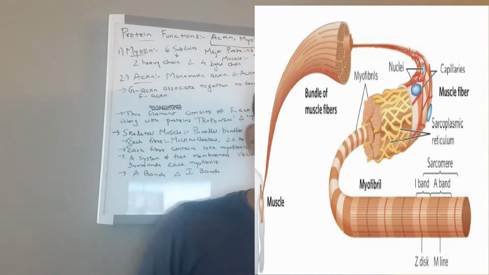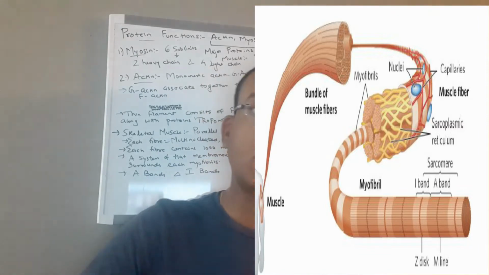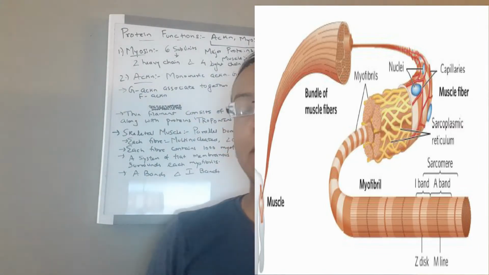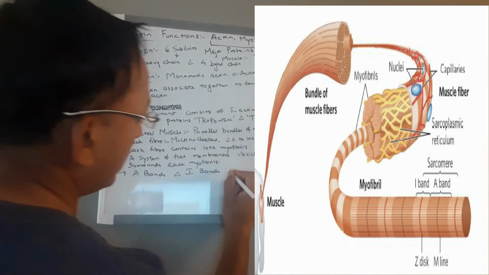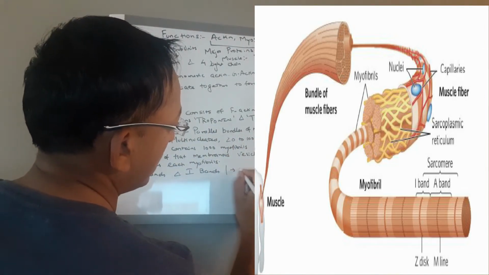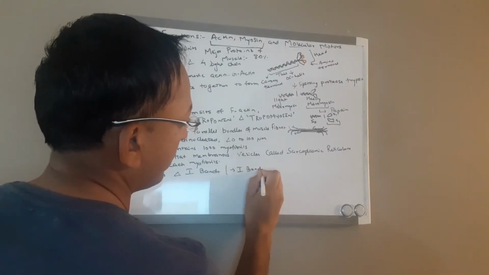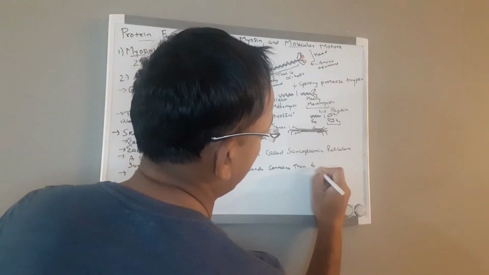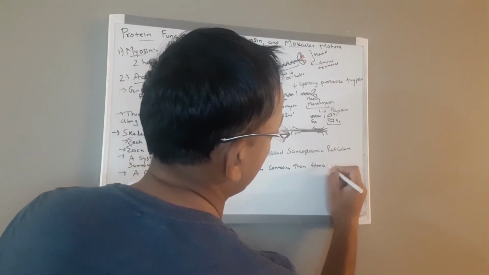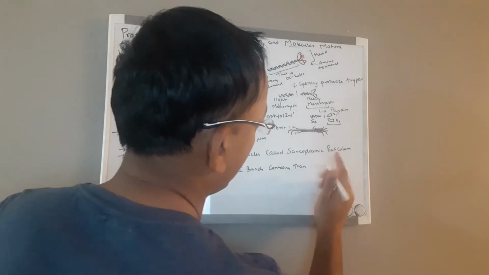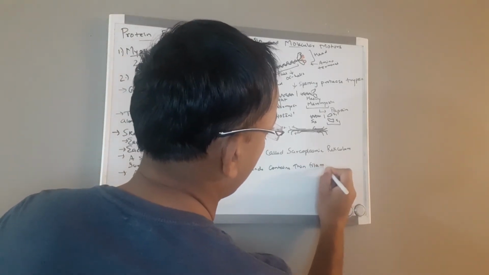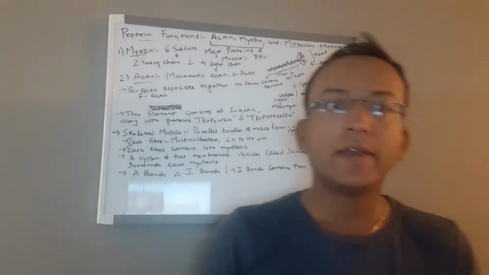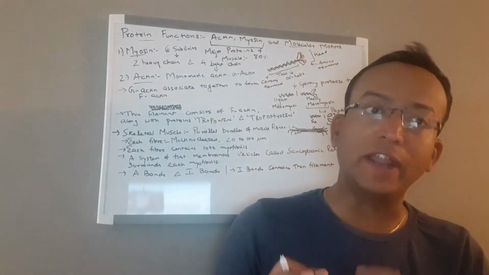The I band is the region of a bundle that in cross section would contain only thin filaments. I will write it down here: I bands contain thin filaments on cross section. All right, the I band contains just the thin filaments on the cross section.